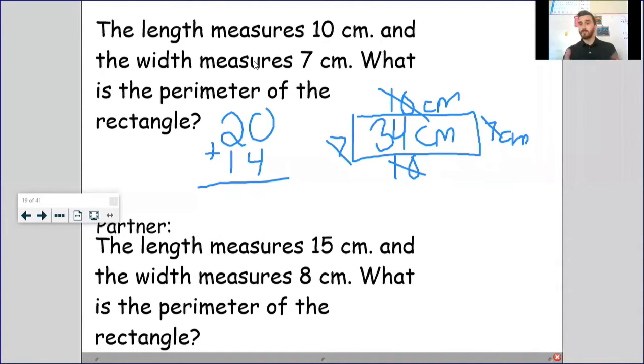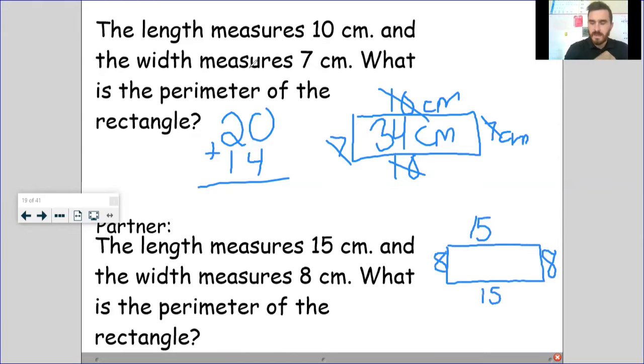So this is one where I would have you pause, solve, press play. So I'll read it, you can pause it, you can solve it, then come back. The length measures 15 centimeters and the width measures 8 centimeters. What is the perimeter of the rectangle? So again, you don't get a picture, draw a picture. There's my rectangle. It's 15 centimeters long. It's 8 centimeters wide. Finding the perimeter, all I got to do is add around the outside. So I can put 15 at the bottom, 8 on the left, add all the way around. 15 plus 15 would give me 30.